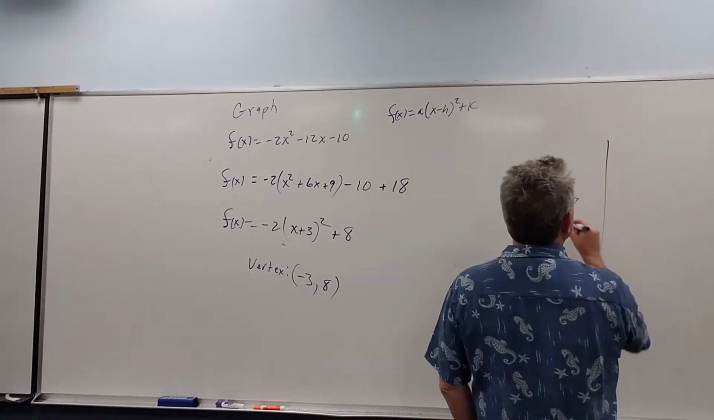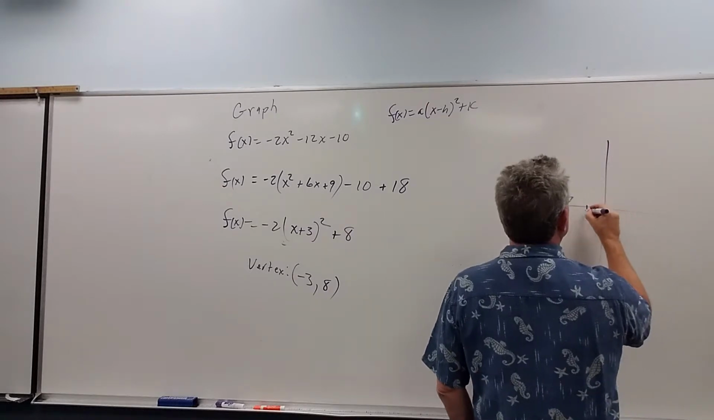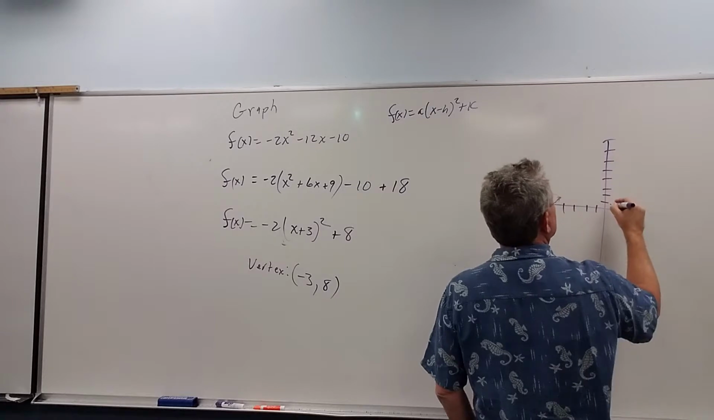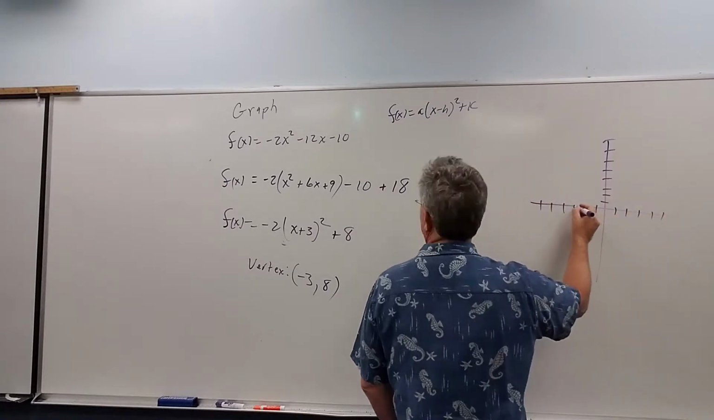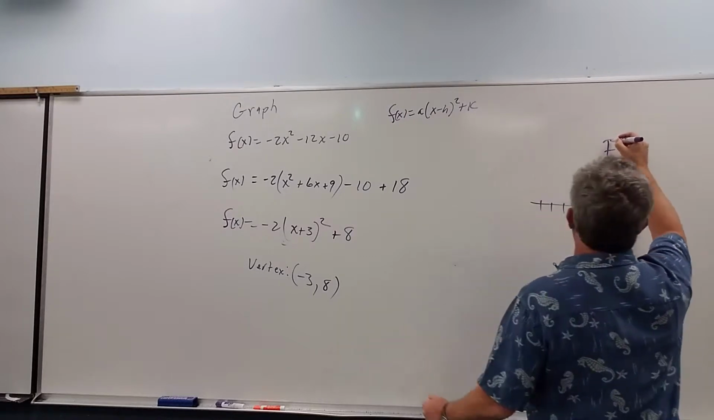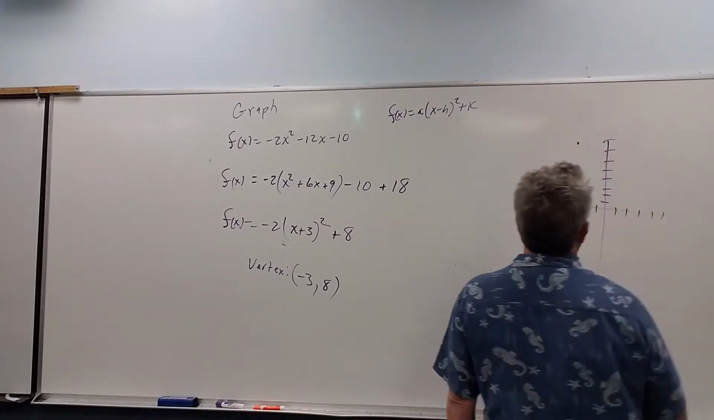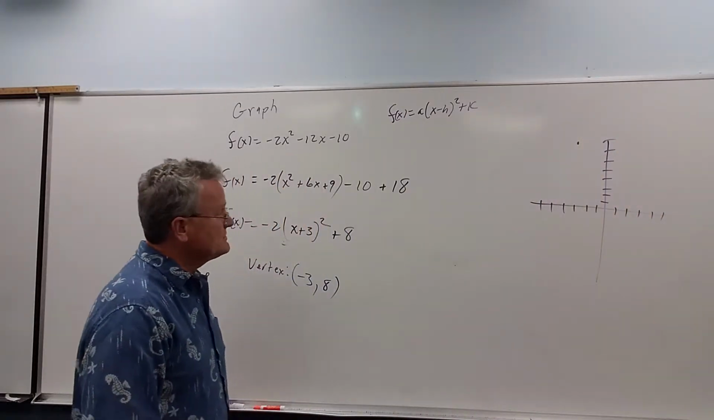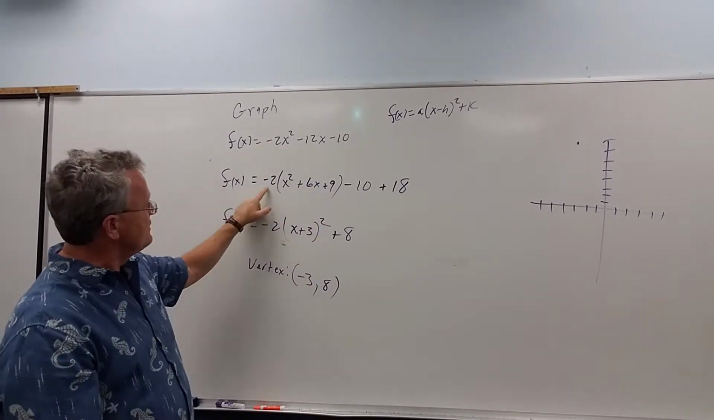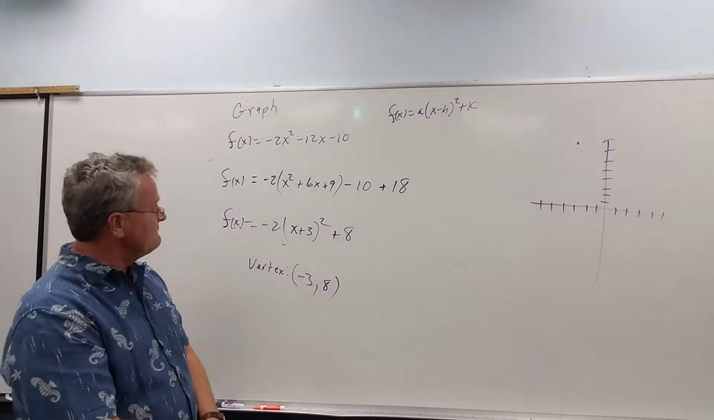So when we plot the vertex, -3 and up to 8: 1, 2, 3, 4, 5, 6, 7, 8. That's the point (-3, 8). That's the vertex. Now we know it's going to come down because of the negative in front.